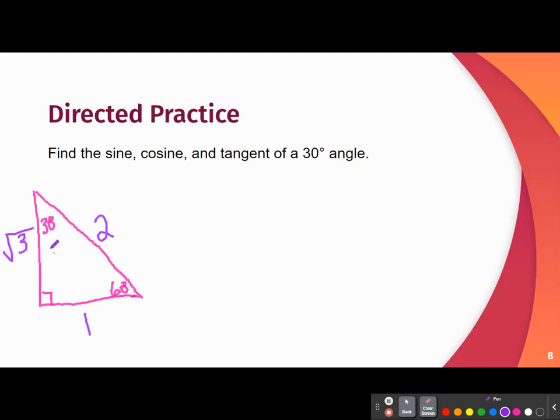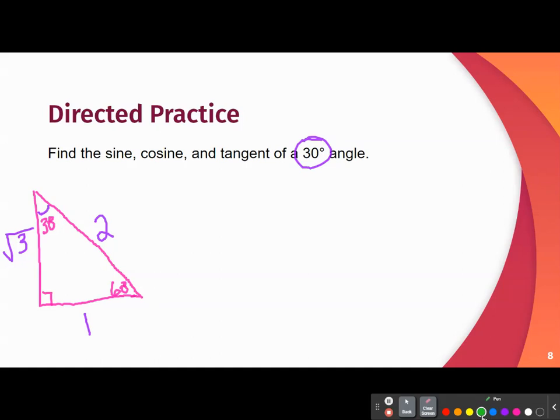And your 1 is always across from your 30. Your 2 is your hypotenuse, and then the long leg is the square root of 3. All right, so we're looking at the 30-degree angle. So we're looking at this angle up here, depending on how you drew your triangle.